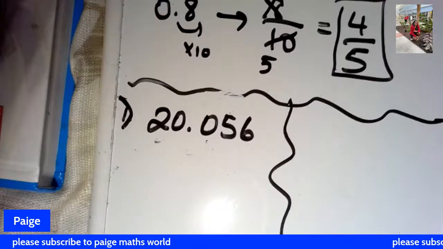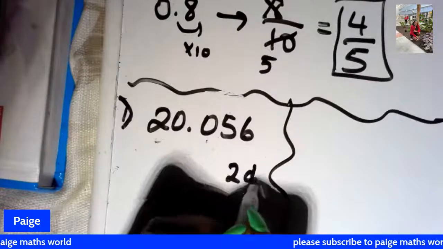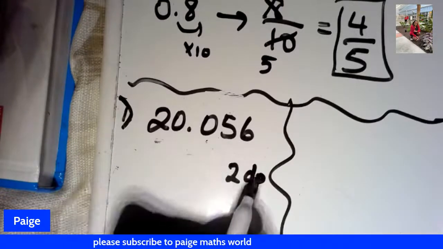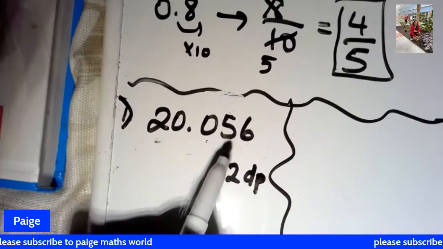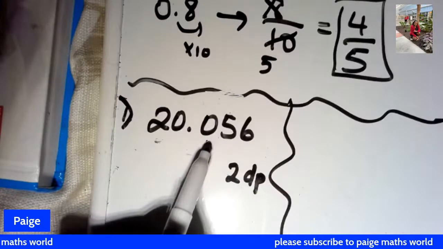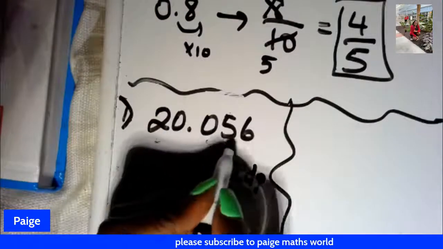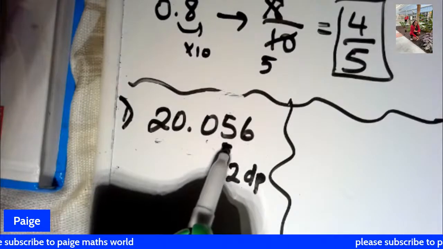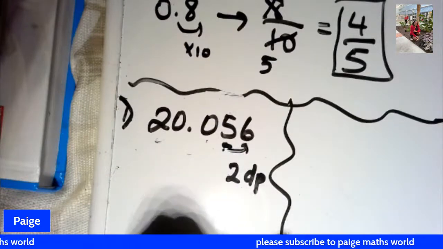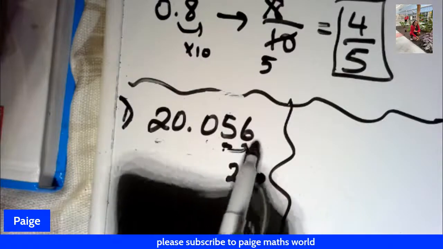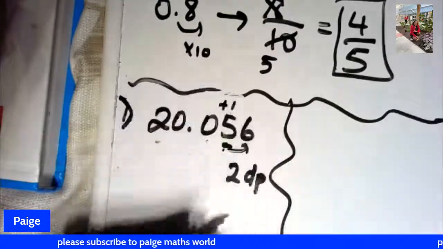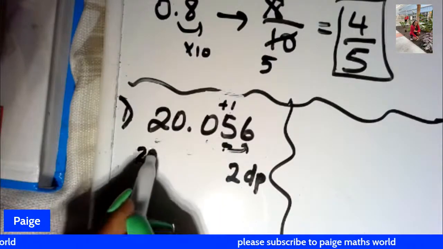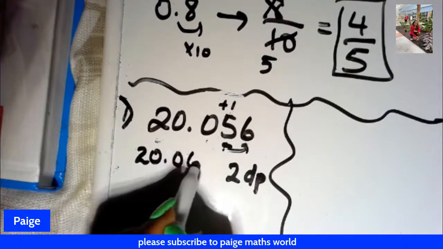All right. We were asked to round this off to the nearest 2 dp, to the nearest 2 decimal places. In rounding off to the nearest 2 decimal places, you're going to count the number of places behind the decimal point. So this is 1 place behind, this is 2 places behind. So that's where we want to cut off. But in order to cut off at this point, we have to look to the right. If there's a number there and it is 5 or greater, we have to add 1 to that number. So it's going to be adding 1 to 5. And so our 2 decimal place answer would be 20.06.